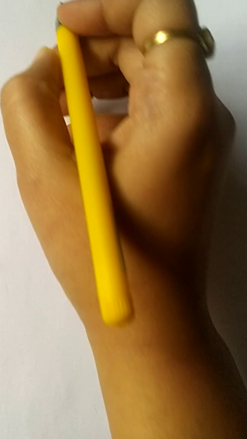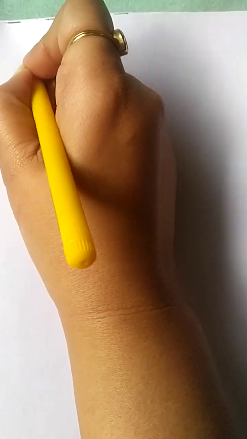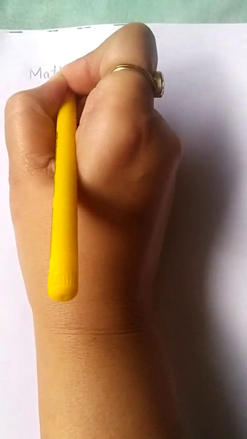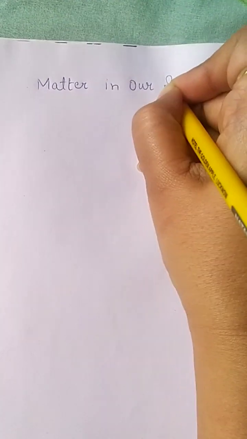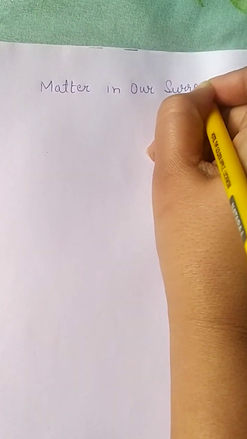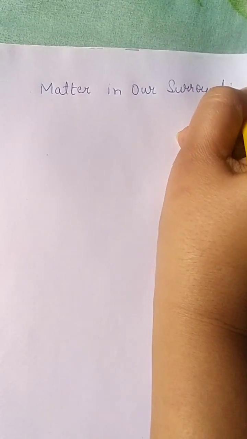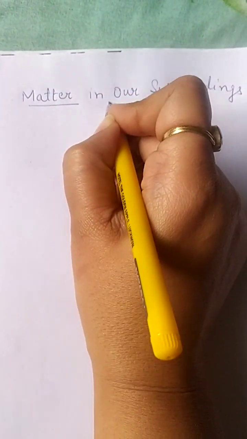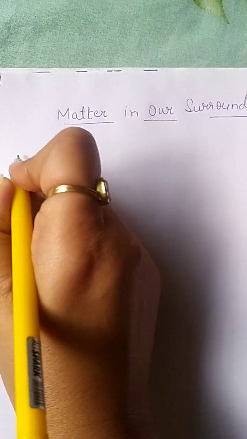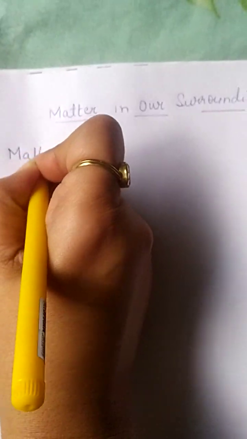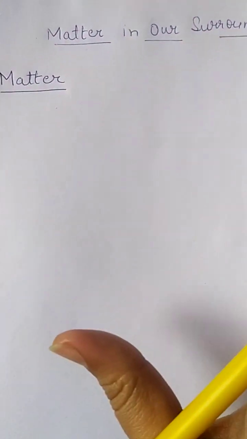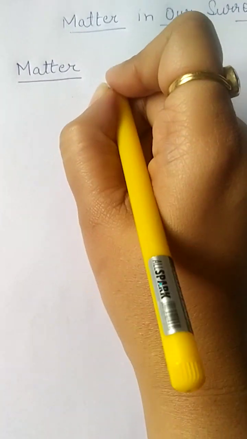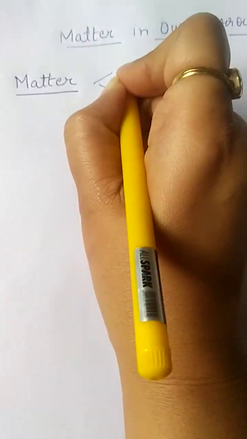So, today we will take up the chapter Matter in Our Surrounding. First of all, we should understand the term matter. What is matter? So, matter is anything which occupies space and has mass.